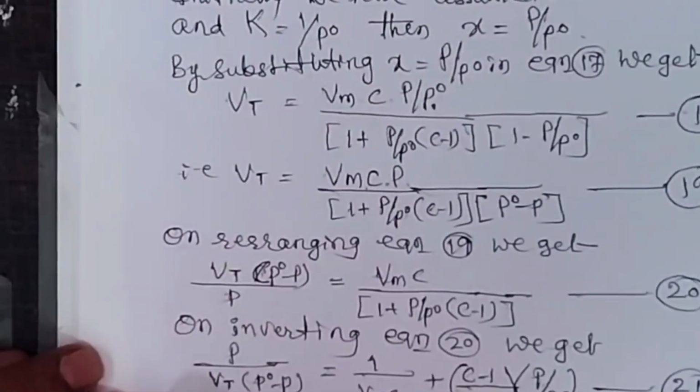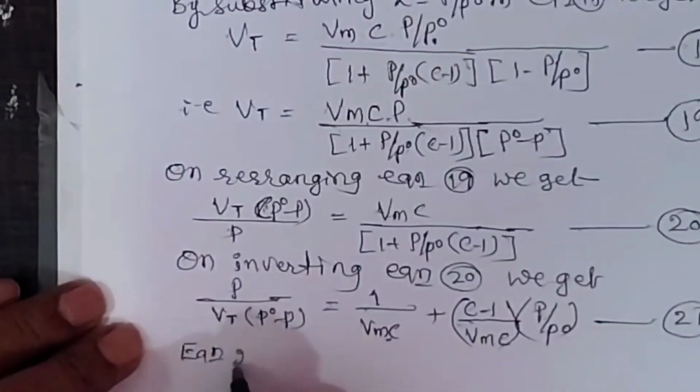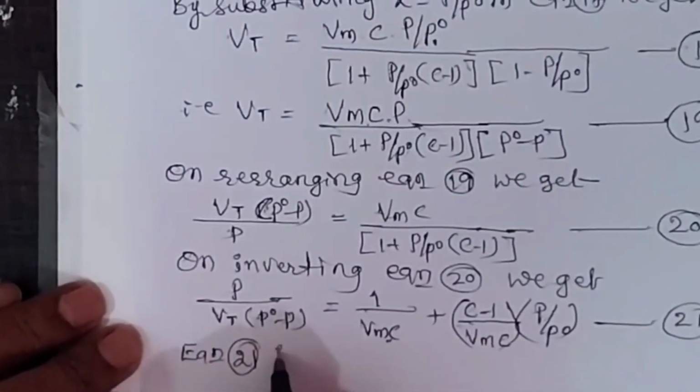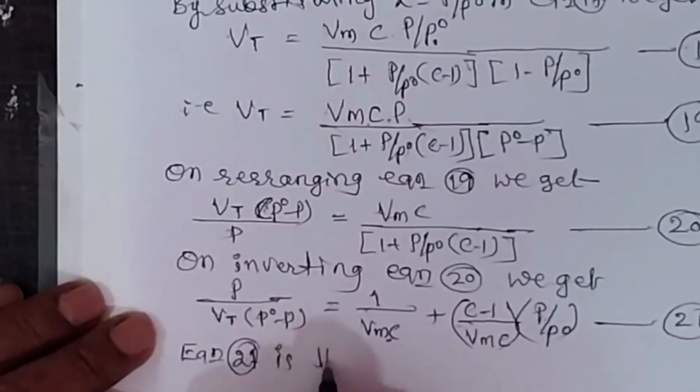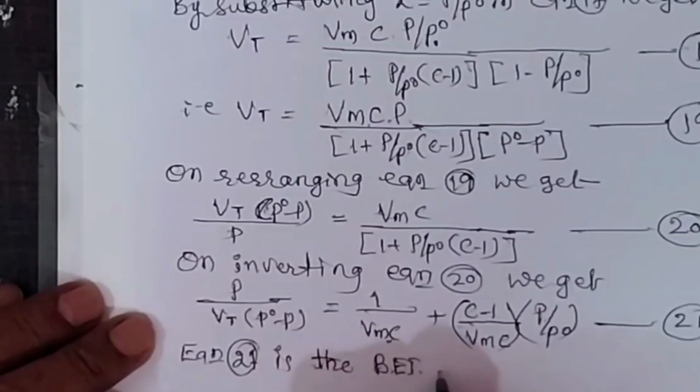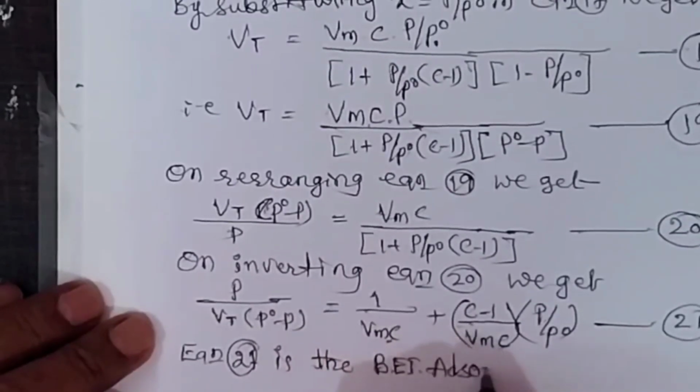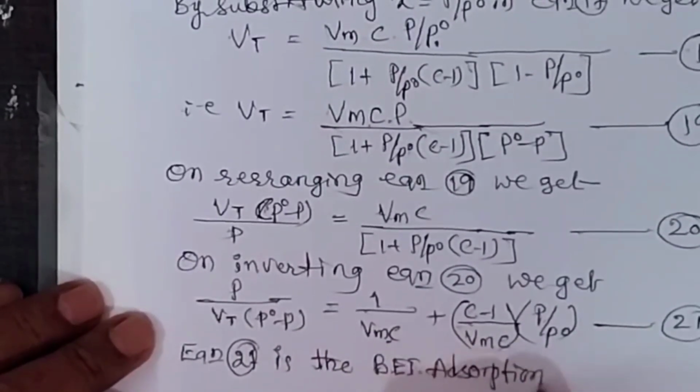Then equation 21 is the BET adsorption isotherm.